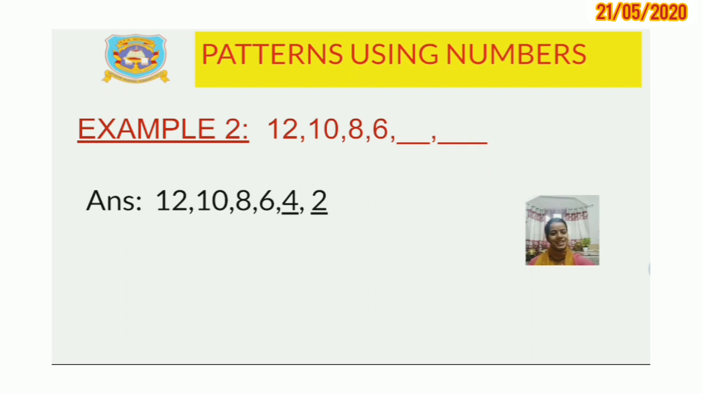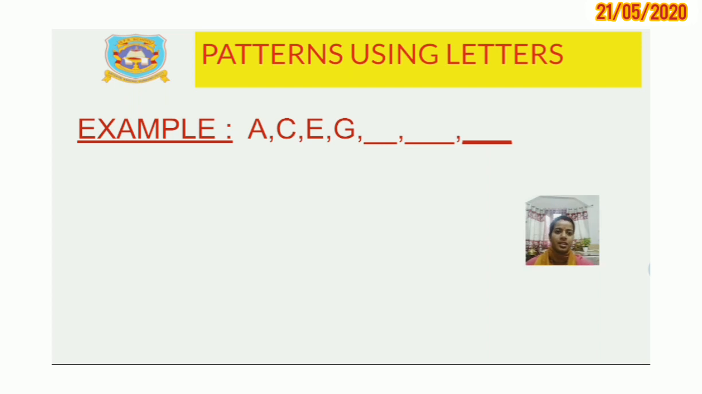Alright, now dear students, we have also learned that patterns can be formed using letters. Dear children, look at the example very carefully. This is an example of a pattern using letters. We have to find out how we are getting C after A. So dear children, just see that after A we are having C, then after C we are having E.